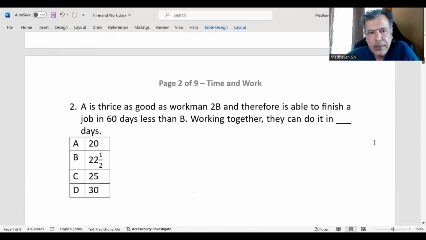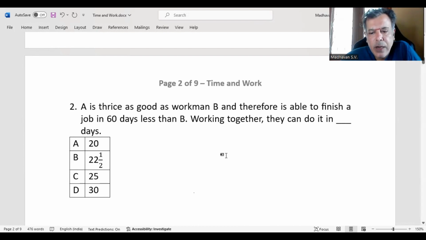A is thrice as good as workman B. I'm sorry, here it is written as 2B. Workman B, and therefore is able to finish a job in 60 days less than B. Working together, they can do it in how many days? Here there are options, and we need to select the right option. We may notice that A is thrice as good as workman B, which means the time taken by A and the time taken by B, if we consider it as a ratio, will be 1:3.